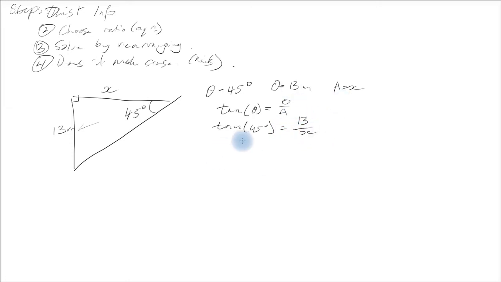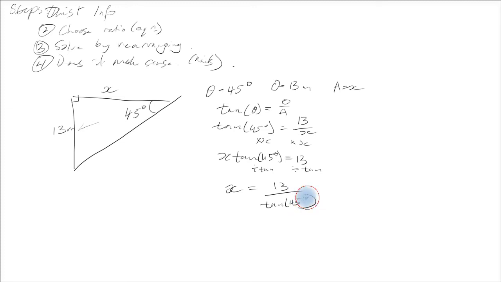Okay, now I've got to rearrange. First I'm going to multiply both sides by x. That gives me x tan 45 degrees equals 13. Now x is still not by itself, so I'm going to divide both sides by tan 45. You don't need to write these little bits in, they just help you follow what's going on. So now dividing by tan, I get 13 over tan 45 degrees.